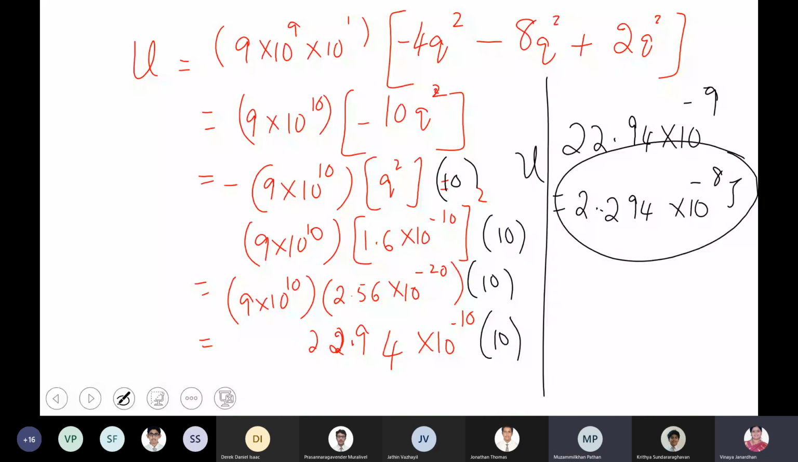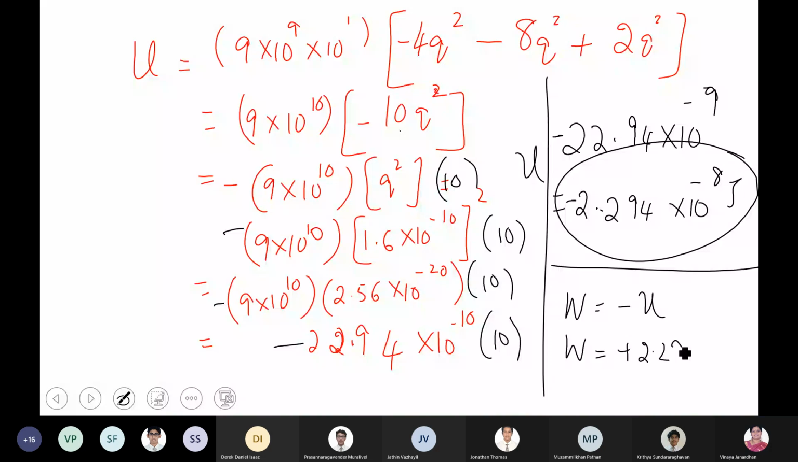It's not minus, it's minus 10 into q square. The value of this is minus 10 into q square. If the value of q would have been minus 1.6, then it's okay, you could have made it positive. This will be plus 2.29 into 10 to the power of minus 8 joule. This is what is required to break the system.